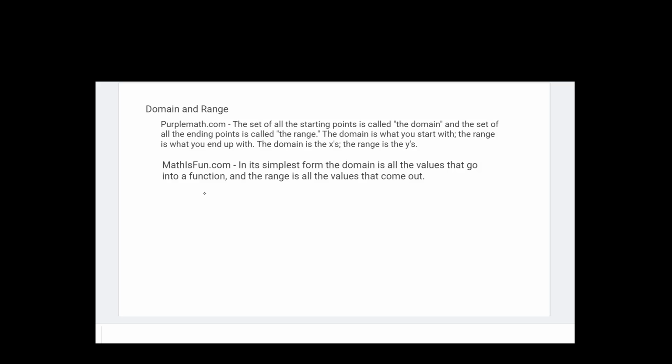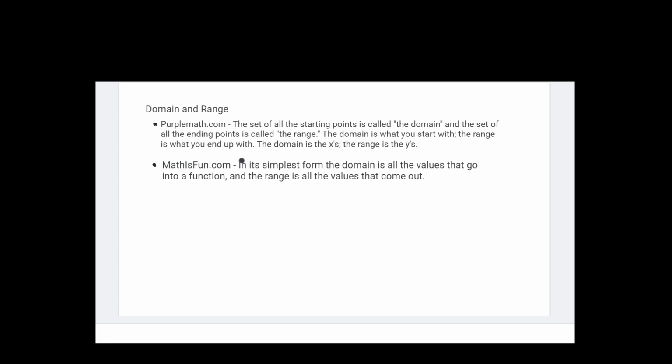Domain and range is probably one of the harder definitions for students to visualize from a graph. So starting off today, we're going to just have a couple examples from different websites that I think are incredibly useful to math students. The first one is purplemath.com.